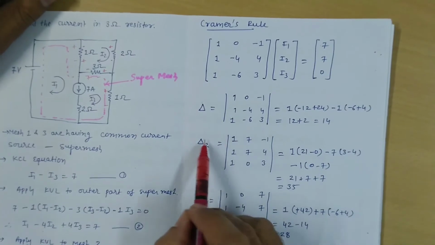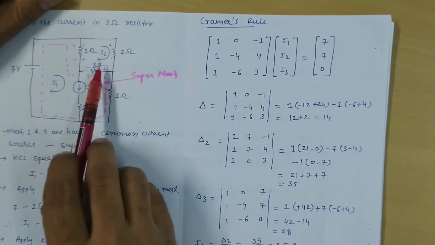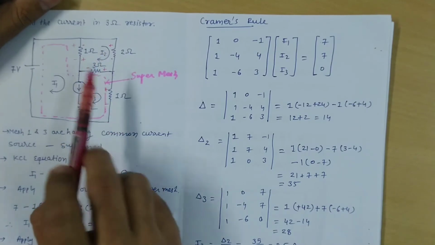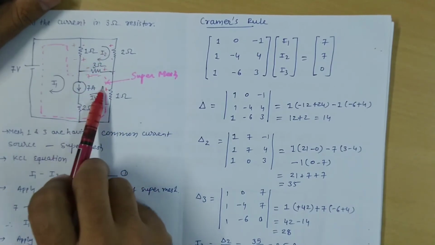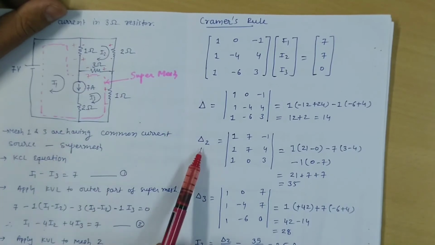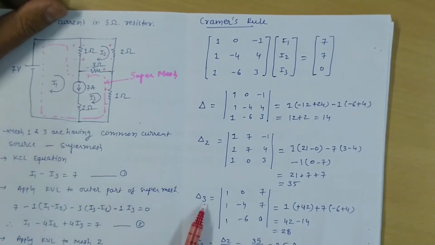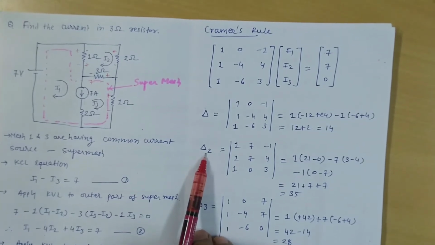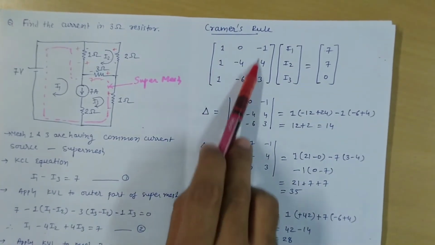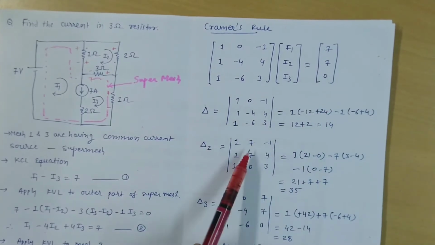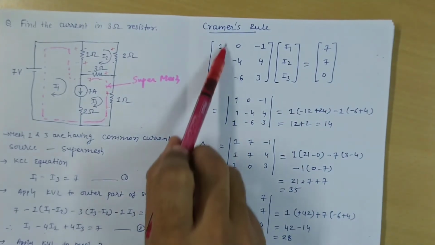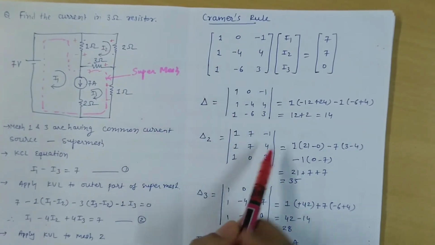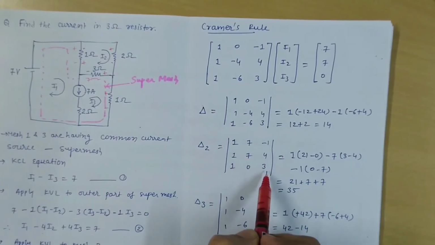We will calculate delta 2. Why? Because we want to find the current flowing in the 3 ohm resistor. The current flowing in the 3 ohm resistor is I2 and I3, so we will calculate I2 and I3. To calculate I2, we will find delta 2, and to calculate I3, we will find delta 3. To find delta 2, we will replace this column with 7, 0, 0. The first column is as it is, 1, 1, 1. The last column is as it is, -1, 4, 3.